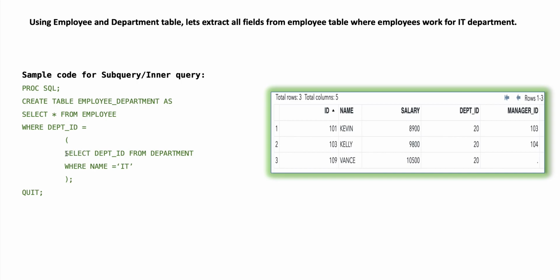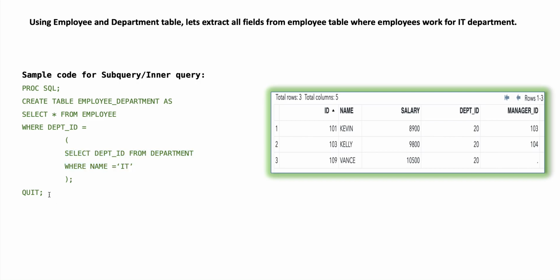This part of the code, that means select department ID from department where name equals IT, is called a subquery, or it is also called an inner query or nested query, because this query is used inside the outer query, and also it is used to get the result from a different table, the department table, where this result is used for the outer query. That's why this query is called an inner query or subquery.